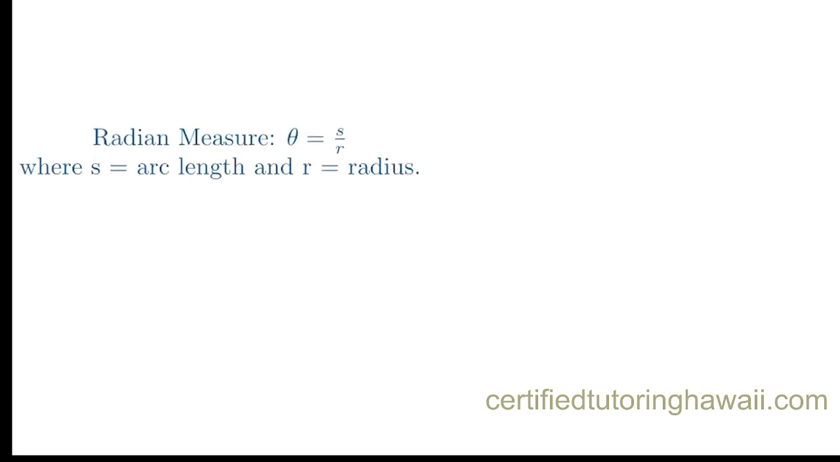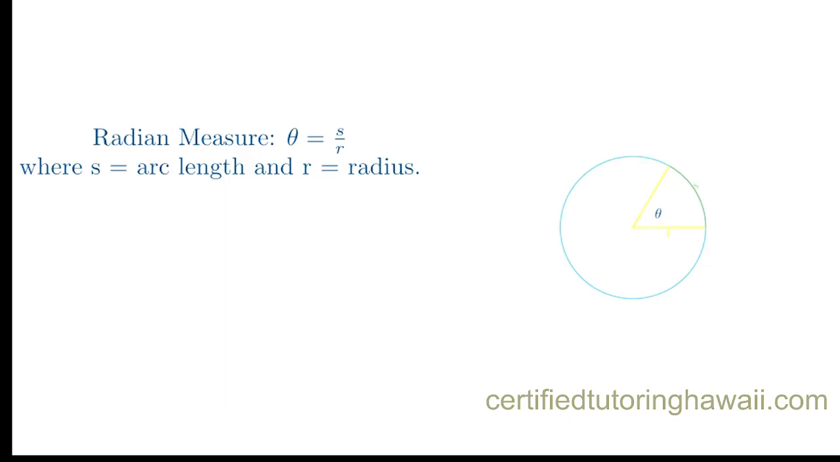While we've just used degrees, radians are the standard unit of angle measurement in higher mathematics, especially calculus. The radian measure of an angle is defined as the ratio of the arc length subtended by the angle to the radius of the circle. The formula is theta equals s over r, where s is the arc length and r is the radius. Imagine a circle. An angle at the center creates an arc along the circle's edge. The length of that arc is s. We divide that by the radius, r, to get the angle in radians. This definition leads to some key conversions.